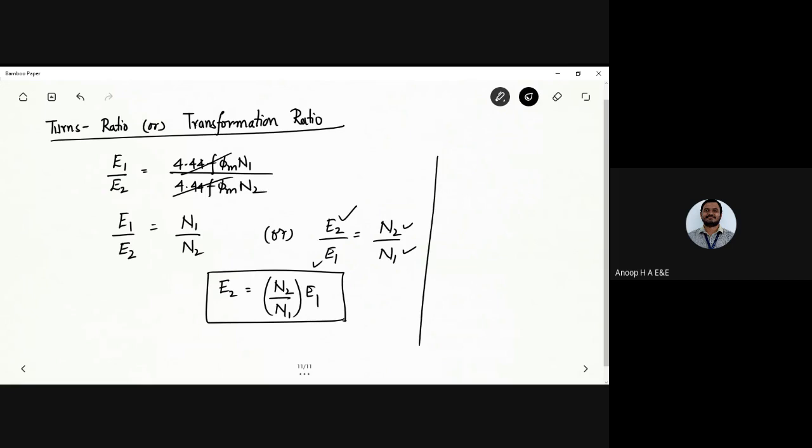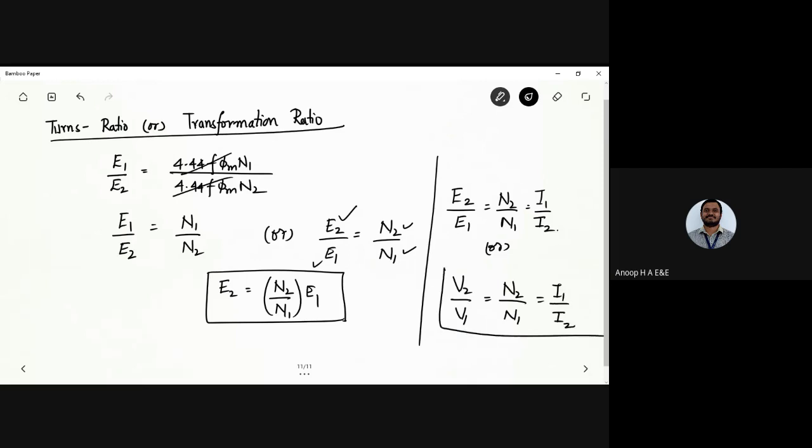Now, in terms of current, E2 divided by E1 is equal to N2 divided by N1, which is equal to I1 divided by I2. Or you can also write it in terms of voltages, V2 divided by V1, equal to N2 divided by N1, equal to I1 divided by I2. I can write it like this. So this is the way in which I can represent the turns ratio or the transformation ratio in detail.